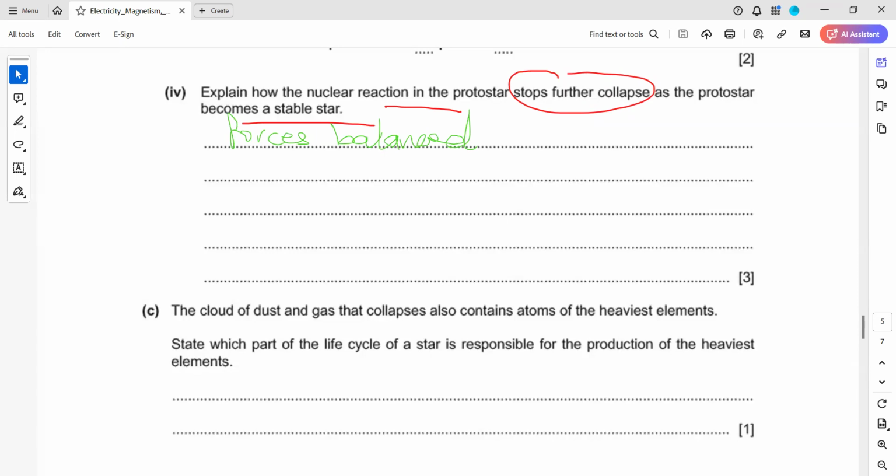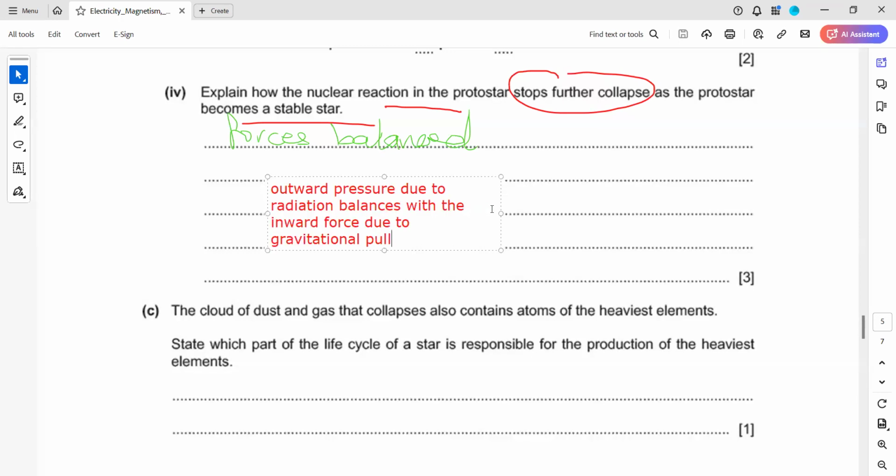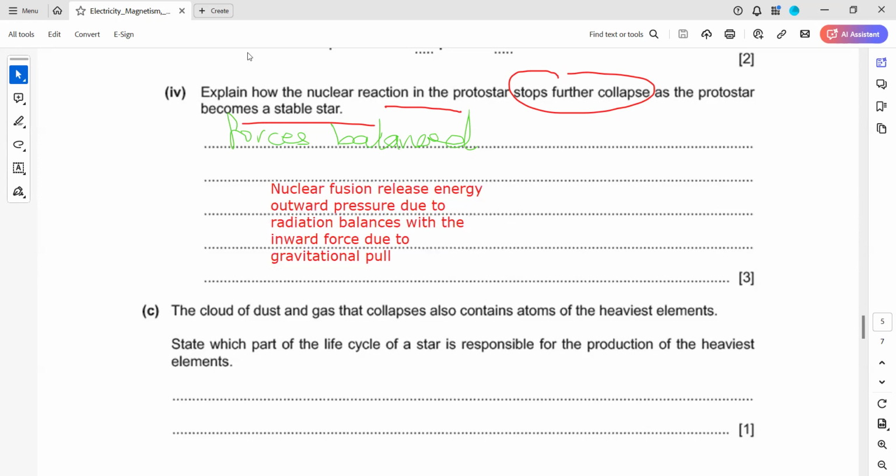So if the outward pressure due to radiation equals the inward force due to gravitational force, that will score 2 marks. But what about the starting point? You have to mention that the nuclear fusion actually started and that nuclear fusion released the energy. And that energy caused the outward pressure, or we also call it radiation pressure. So 1 mark for radiation pressure, 1 mark for outward, or you can also say balance, and 1 mark is for mentioning inward force.